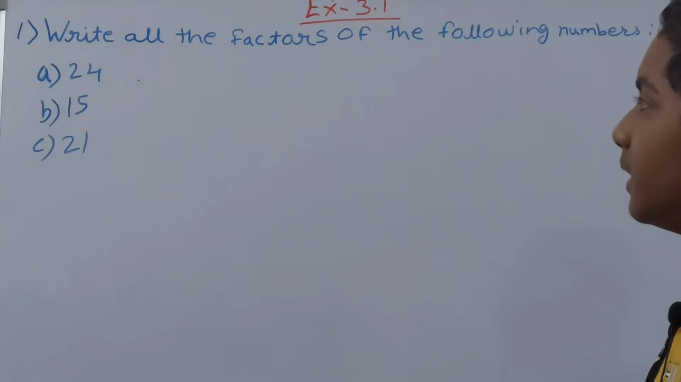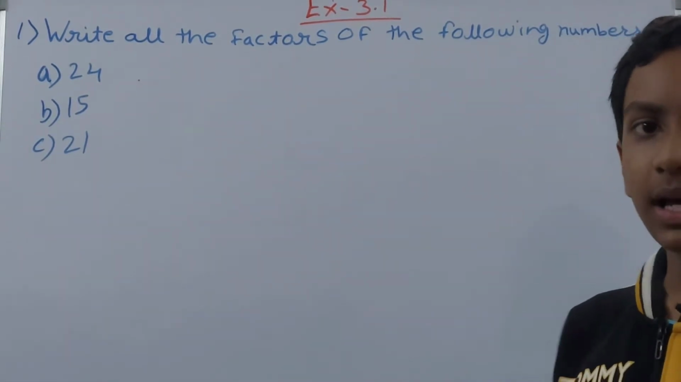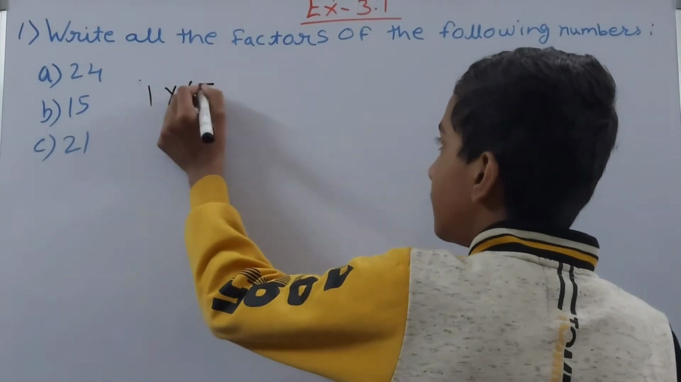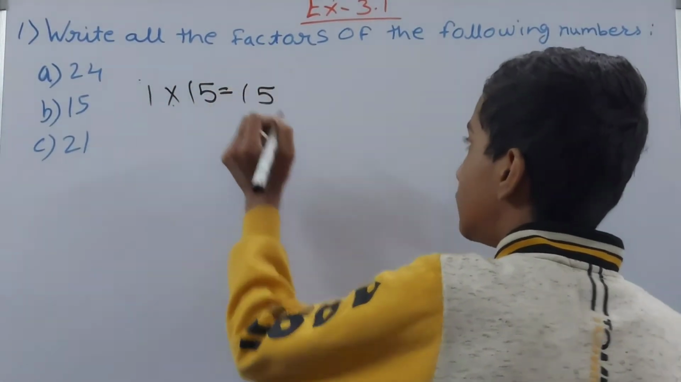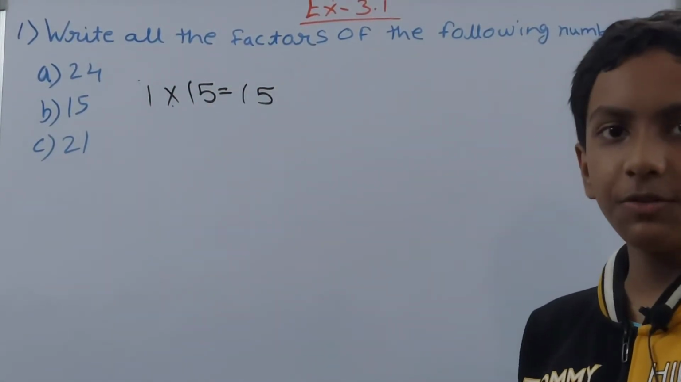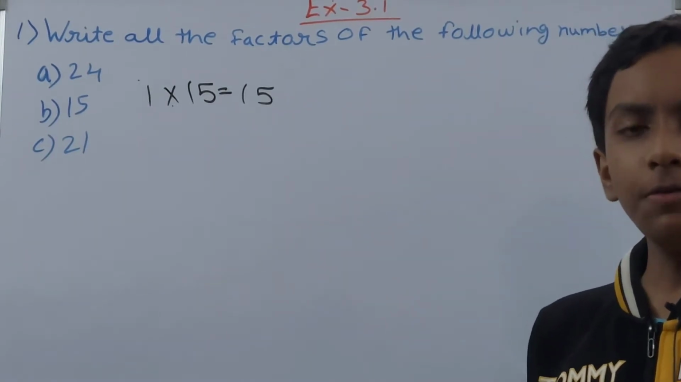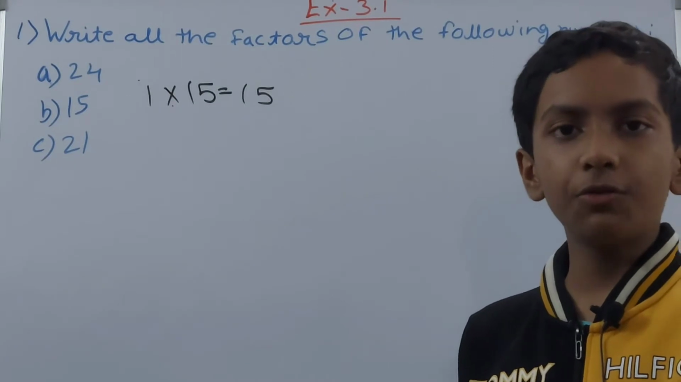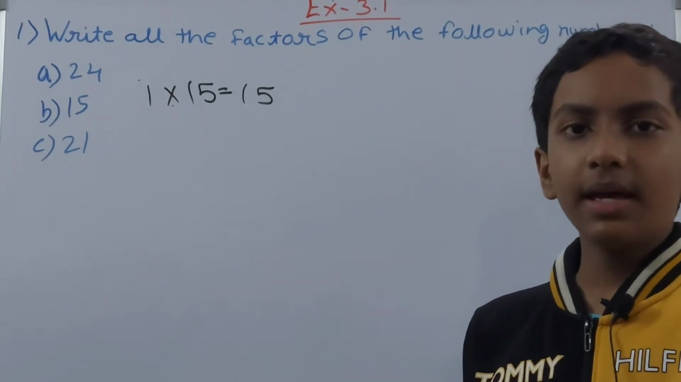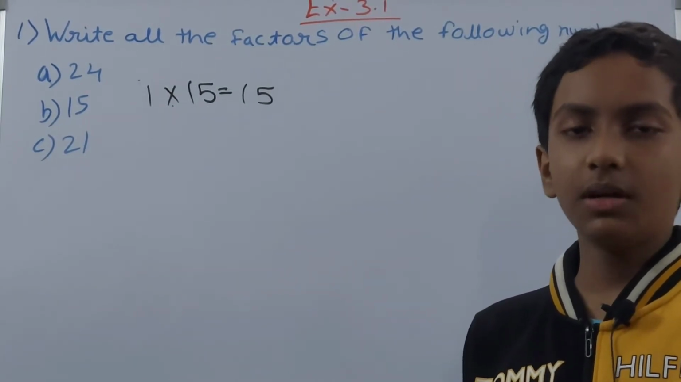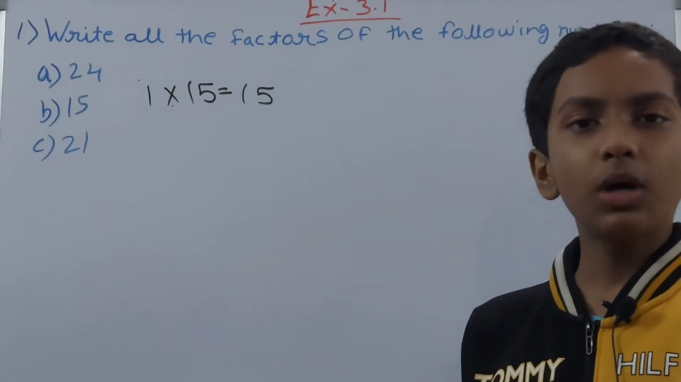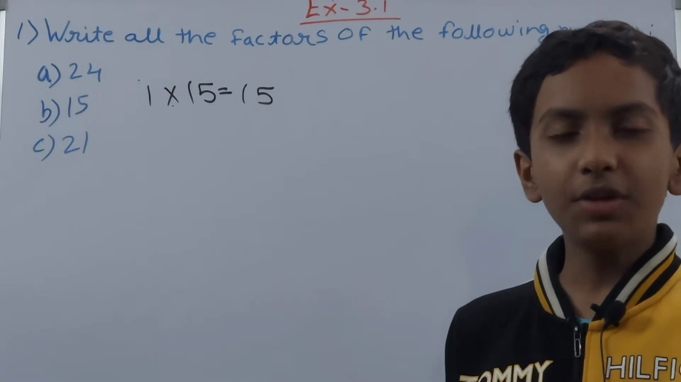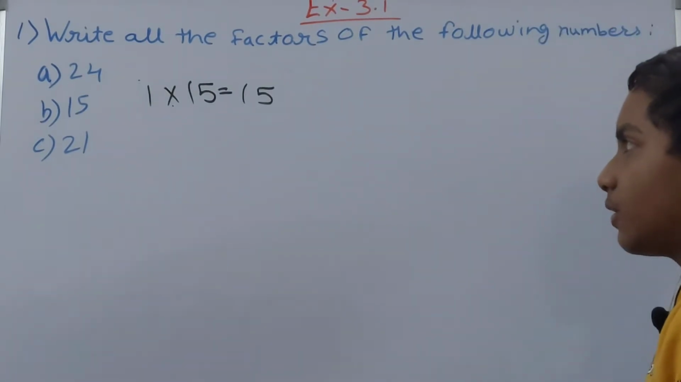Next, we have 15. So, again we will start from 1 and let us see. So, 1 into 15, what will it give us? 15. So, that means 1 is also a factor of 15. Okay, 2, if you see, 2 into 7 will be 14, which is the closest to 15. But if you multiply any number by 2, you will not get 15. So, after 14, 2 into 8 comes, that is 16. So, 15 is being missed here. So, 2 is not a factor.